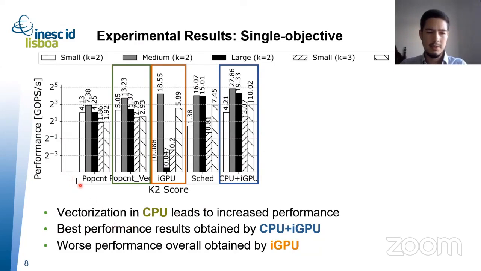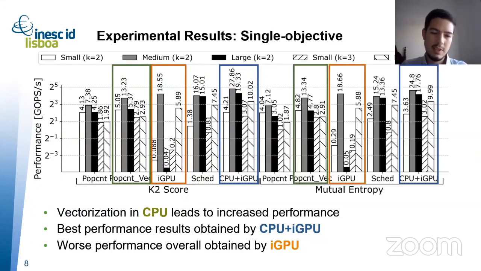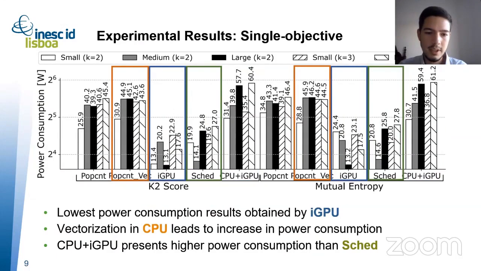These results are obtained using single objective optimization with the K2 score, but when using single objective optimization with the mutual entropy objective function, we obtain very similar results. Looking at the power consumption results, we can see that the lowest power consumption overall is obtained by the integrated GPU. And when comparing the pop count and the pop count vec versions, we can see that enabling vectorization in the CPU will lead to an increase in power consumption.